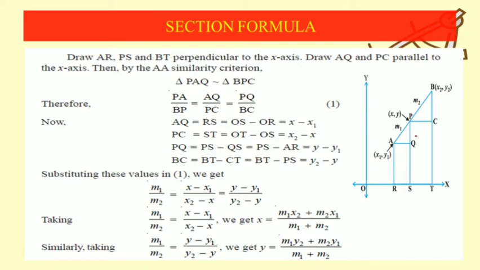So you can see when we have made all these perpendiculars, we are getting two triangles. Triangle PAQ, you can see the name here, and triangle BPC, you can see the name of the triangle here. So there are two triangles, this is one and this is two. Now we can prove that these two triangles are similar.